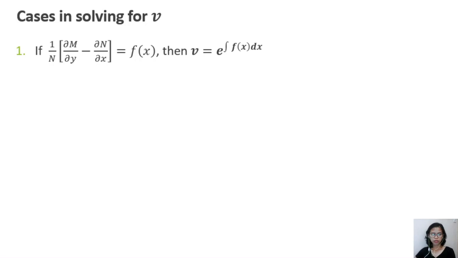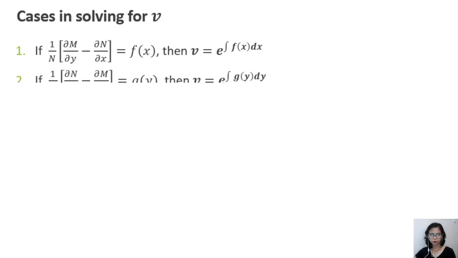is when you subtract those partial derivatives, M with respect to y minus N with respect to x, and divide it by N, or multiply it by the reciprocal of N. If the resulting function is a function of x, or all the variables that you can see after this process are all x, then your integrating factor would be a function of x also, which is equal to e raised to the integral of f of x dx.